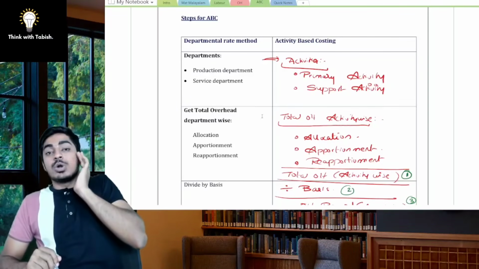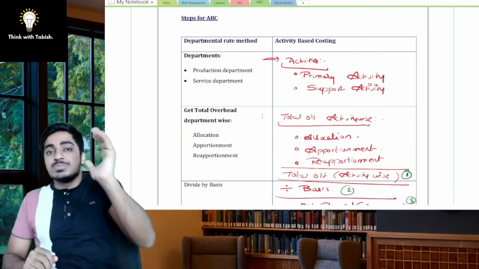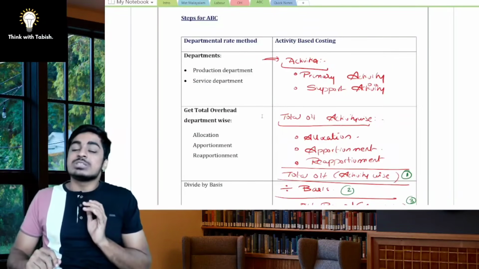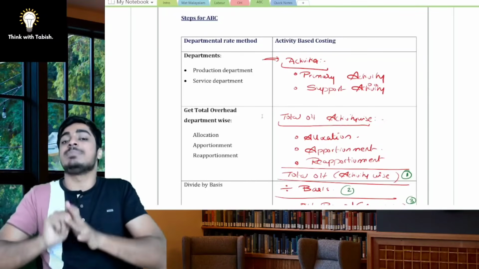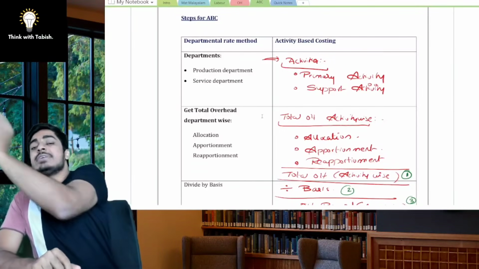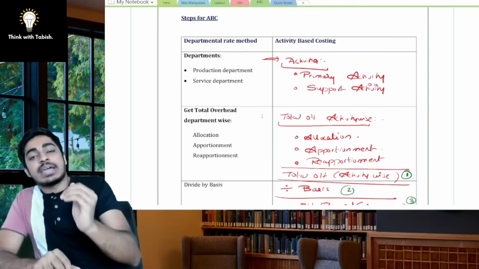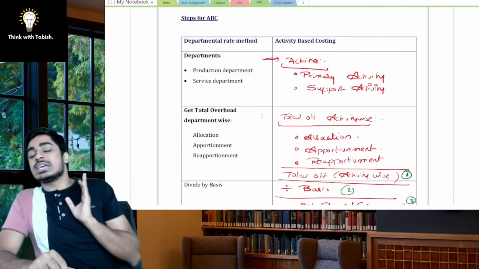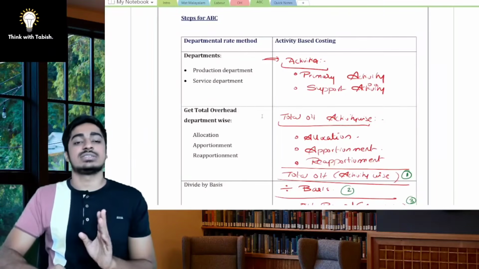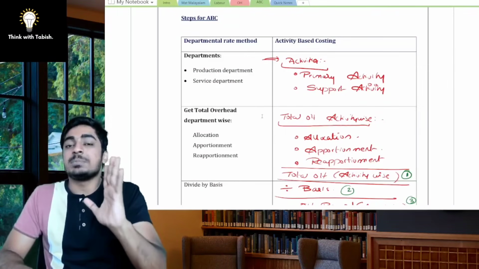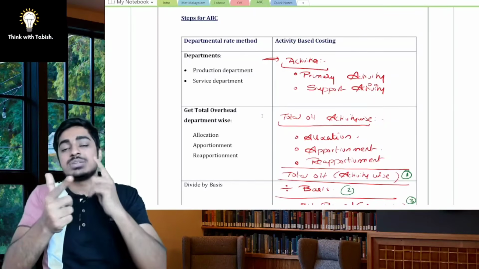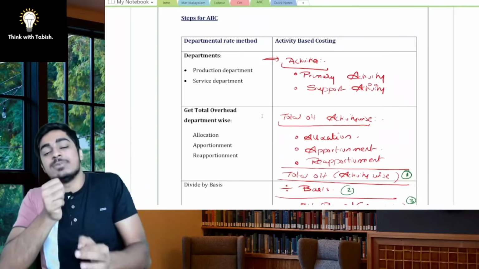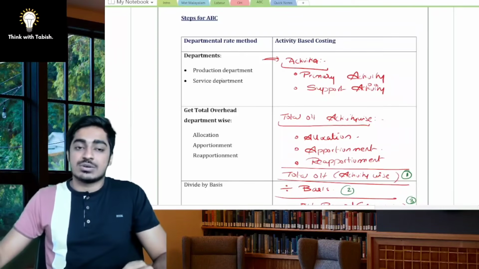In departmental rate, what did we do? We bifurcated the overheads between the departments and took one basis for every department. In activity-based costing, we are going even deeper: for every activity, what is the overhead, and what is the factor that is driving the cost? That is the basis and the recovery rate. Using the recovery rate, we charge the overhead. We already know the 5 steps in the departmental rate method: allocation, apportionment, reapportionment, getting the overhead recovery rate, and charging. Using this, we will develop the steps for activity-based costing.